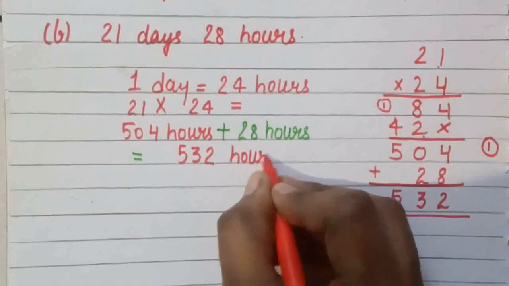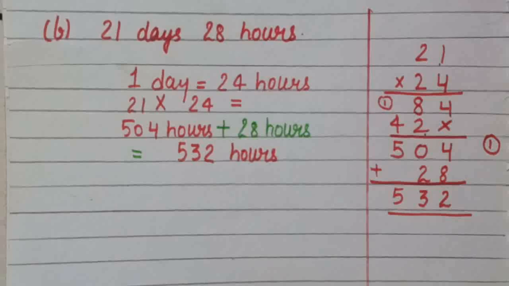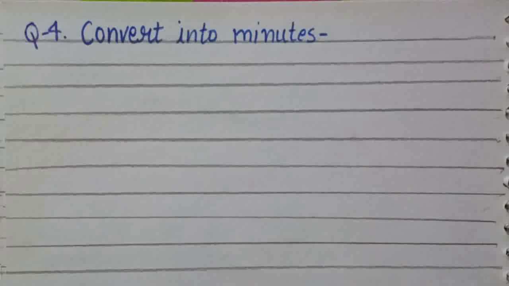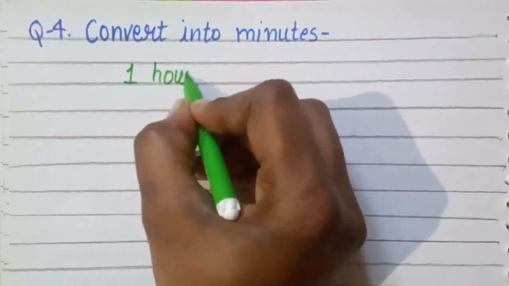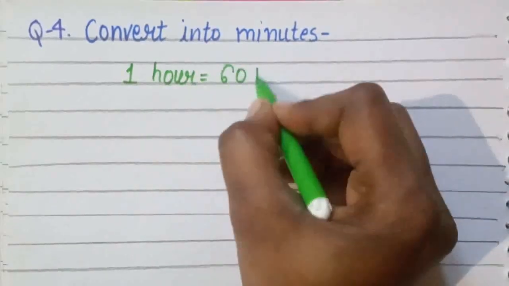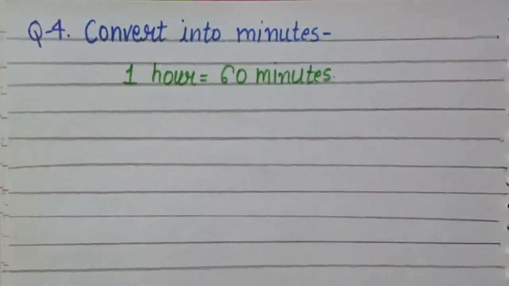The unit would be the same as it is asked in the question. Hours. Have you got it, children? Okay, so like this you have to do. Question number 4 is the next question. Convert into minutes. In this question, you have to convert hours into minutes. And as you all know, 1 hour is equal to 60 minutes. Well, okay children, 1 hour is equal to 60 minutes.